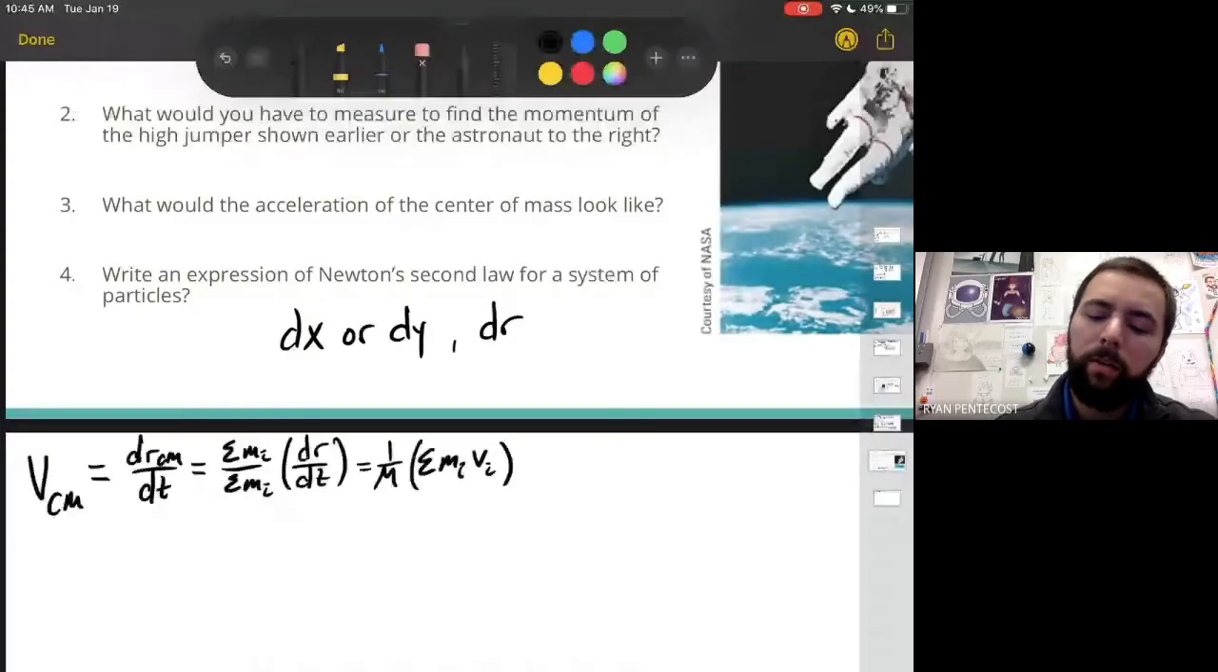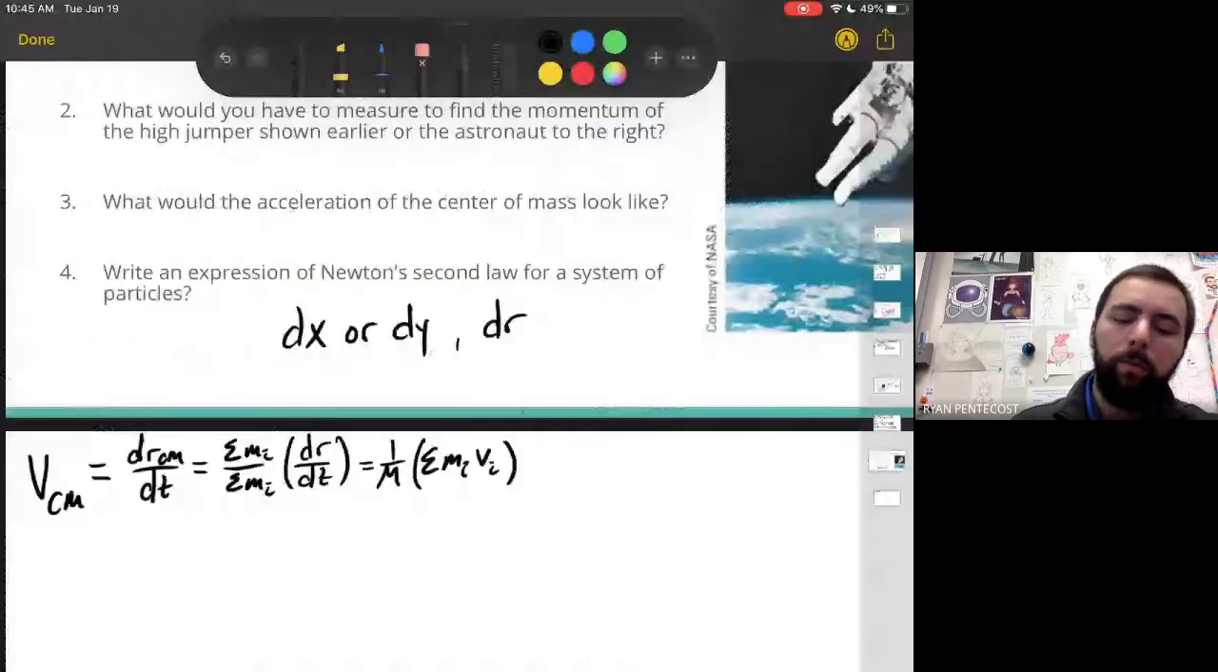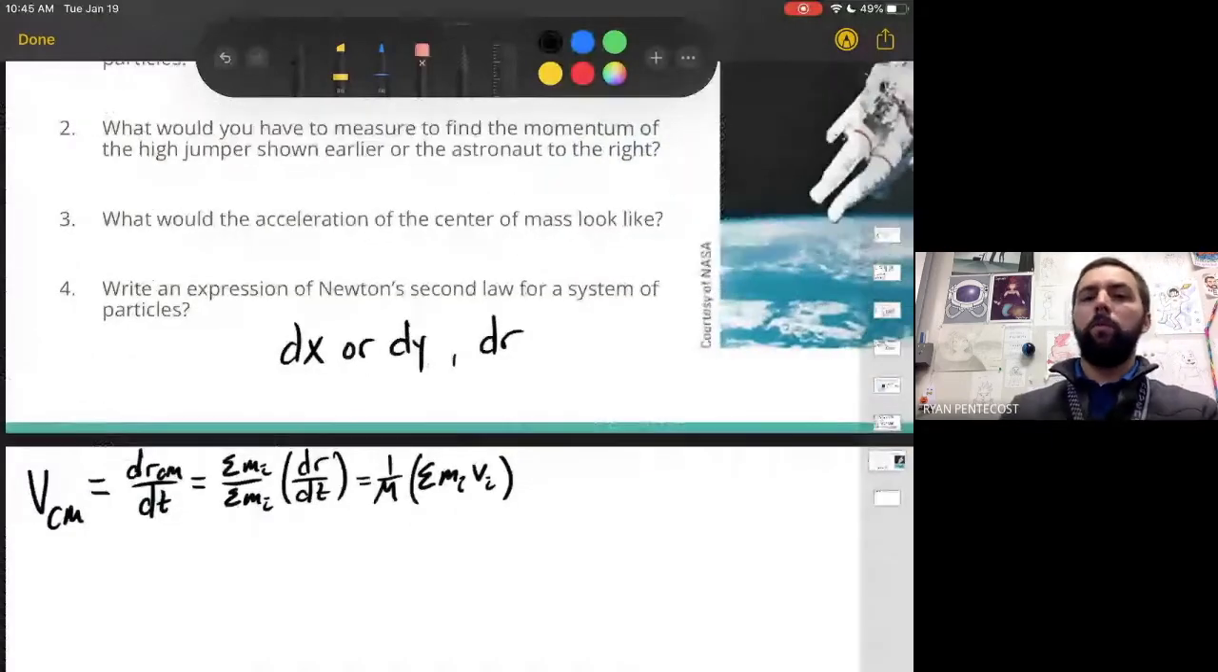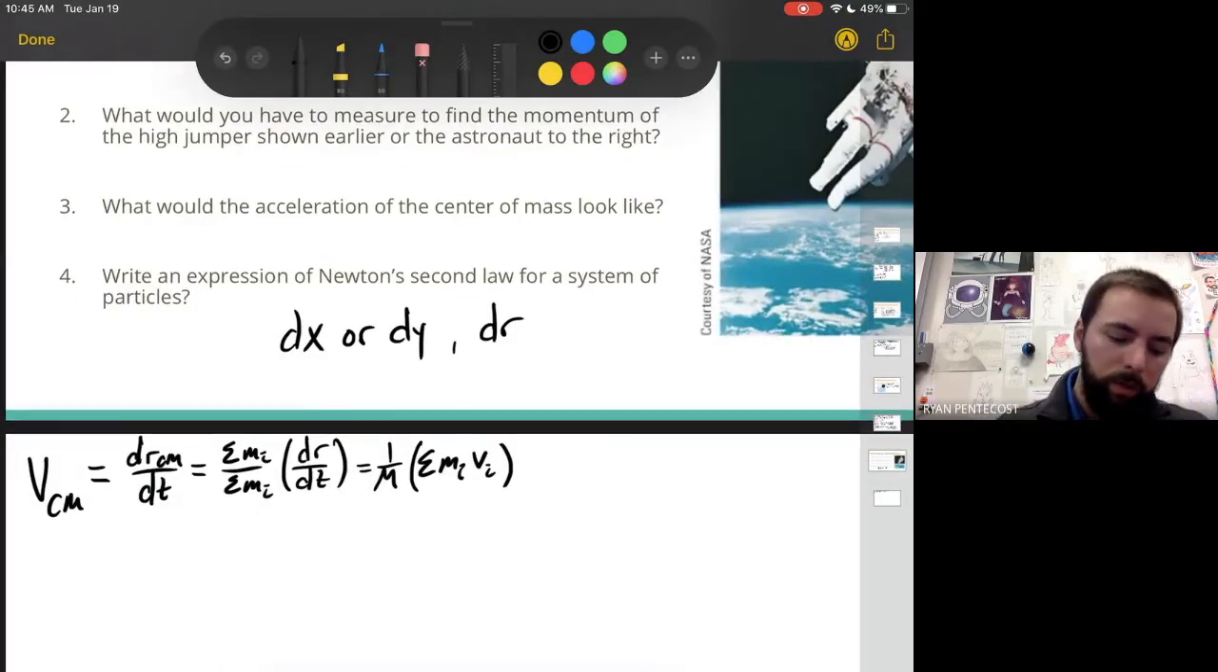Okay, so we've got a high jumper, an astronaut. We want to measure their momentum, right? Usually when we're measuring momentum, it was always some uniform object. But an astronaut is obviously not uniform. The human body is not uniform.